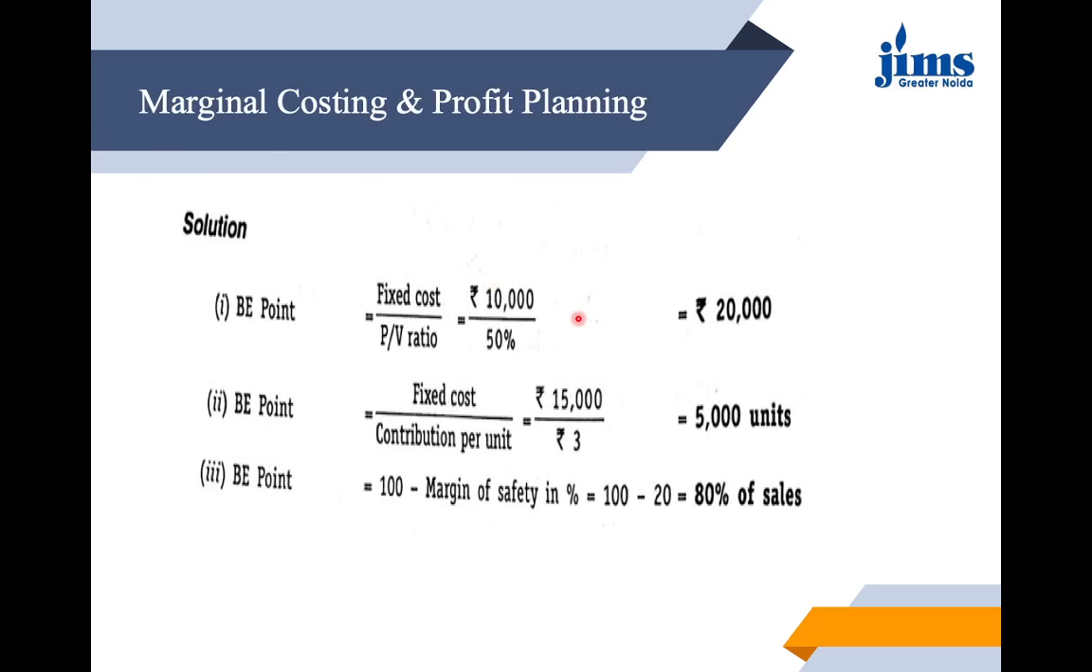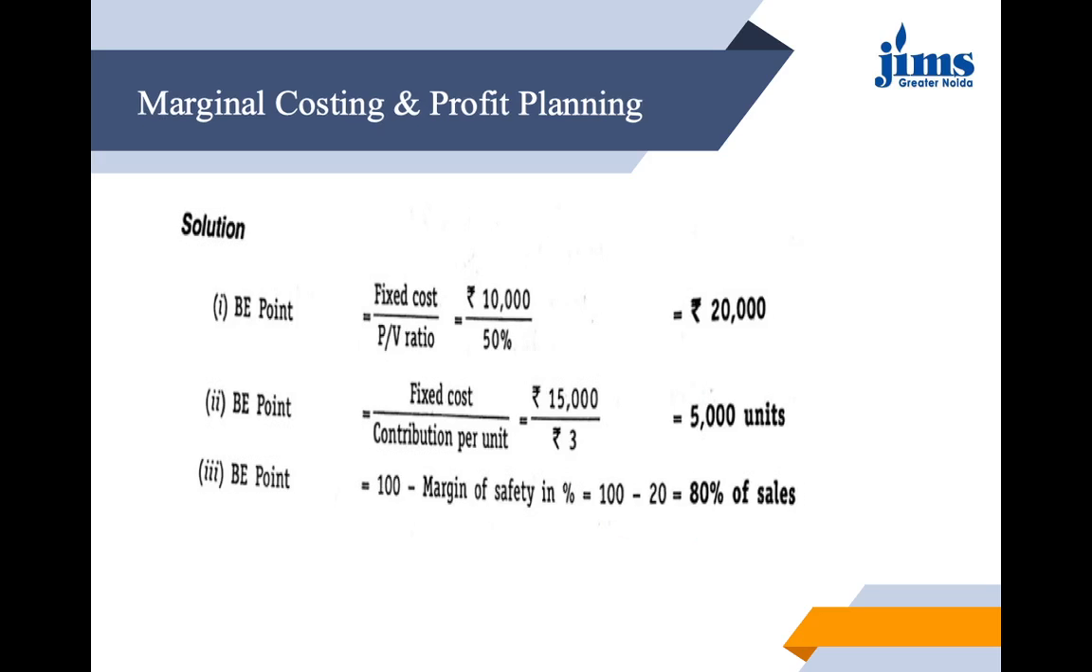We are able to find it out using the formula fixed cost upon the PV ratio, and that is coming out as 20,000. In next case, we are given fixed cost as 15,000, contribution per unit as rupees 3, so it is coming out as 5,000. In the next case, we are given margin of safety in percentage, that is 20%, so your BE point can be obtained by subtracting it from 100, and that is coming out as 80% of sales.